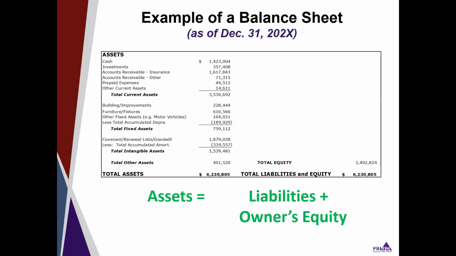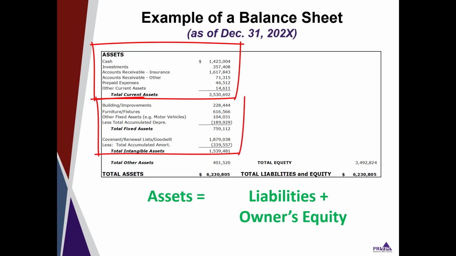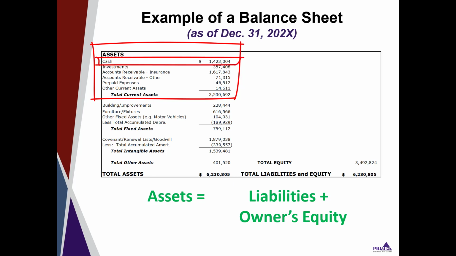Let's start with assets. Assets, again, are what the company owns. Assets generally are divided into current assets, which are defined as assets that are expected to be converted into cash within a year, and longer-term assets. So let's start with cash. That's obviously the most current asset.